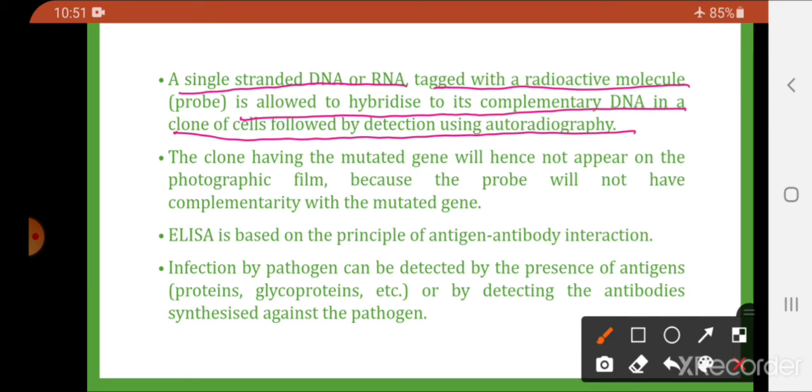So कैसे करना है ये हमने already study किया है. A single-stranded DNA or RNA which will be tagged with the radioactive molecule, it is allowed to hybridize with the complementary DNA and the clone of the cells will be then detectable through the autoradiography. The clone having the mutated gene will hence not appear on the photographic film.